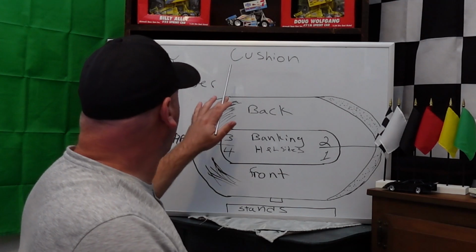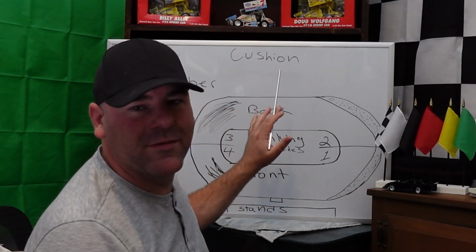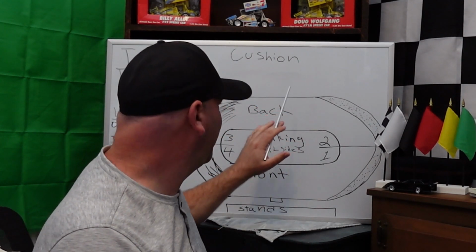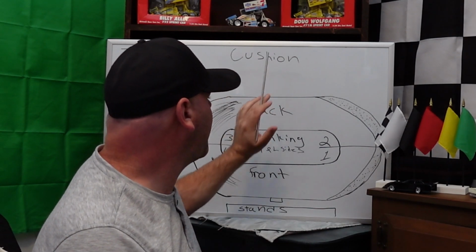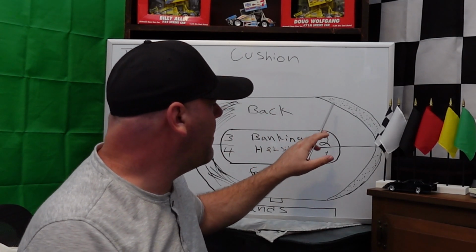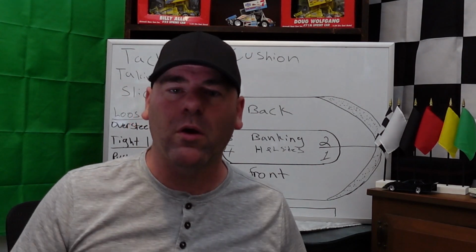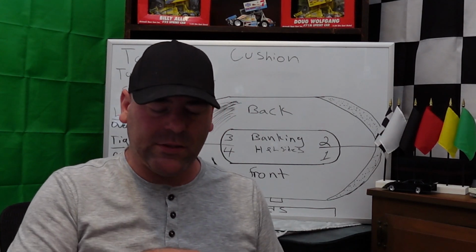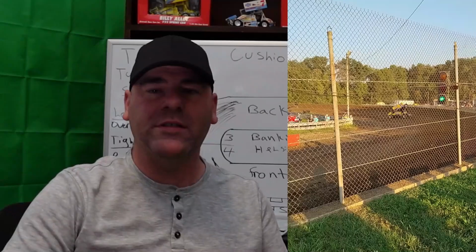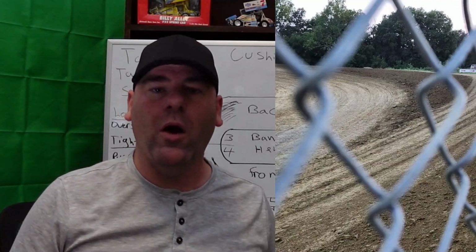All right, so let's talk about cushion. It's not just for the pushing. Okay, so cushion is the buildup of loose dirt that gets thrown up around the outside of the corner by all the race cars.